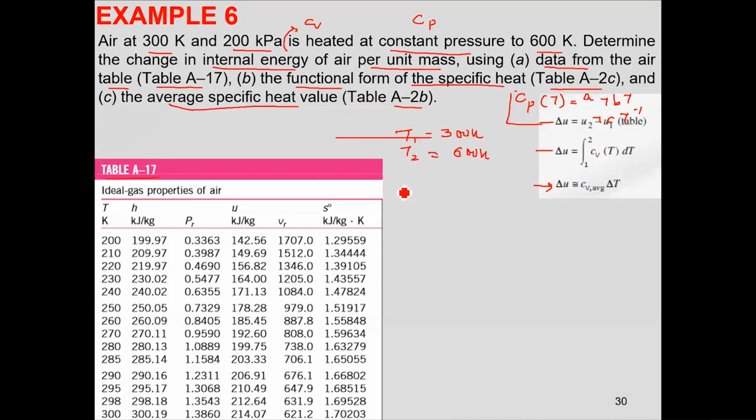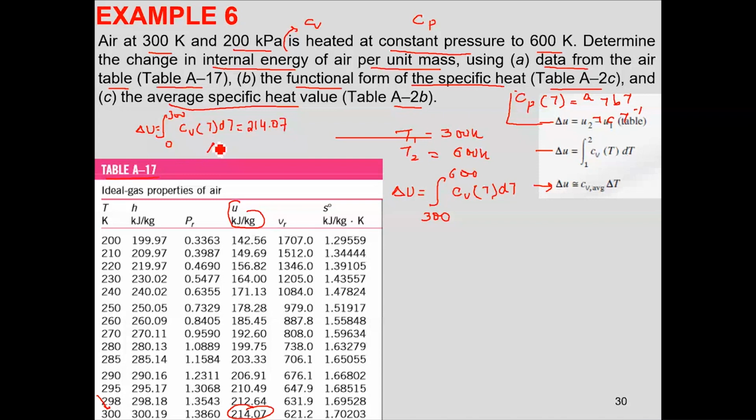So if I have to integrate to find out delta U from 300 Kelvin to 600 Kelvin, Cv(T) dt, I essentially know that from this table, for the value which says 300, it means that delta U from 0 to 300, Cv(T) dt, is essentially equal to the U column value against the specific temperature 300, which is 214.07, whatever the units. Clear enough? Is this point clear?